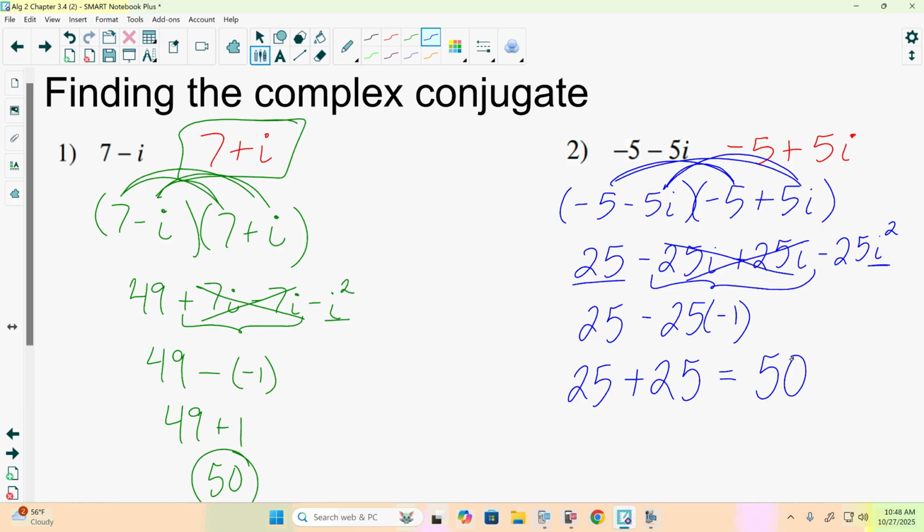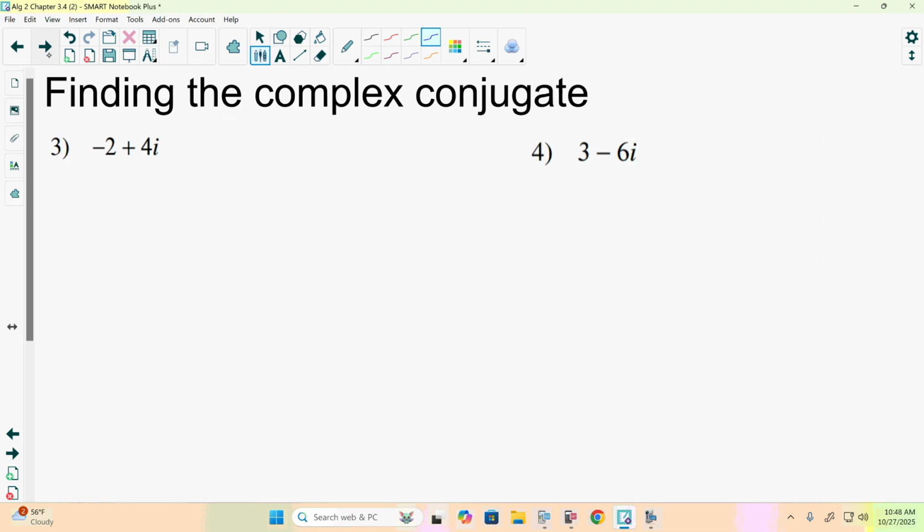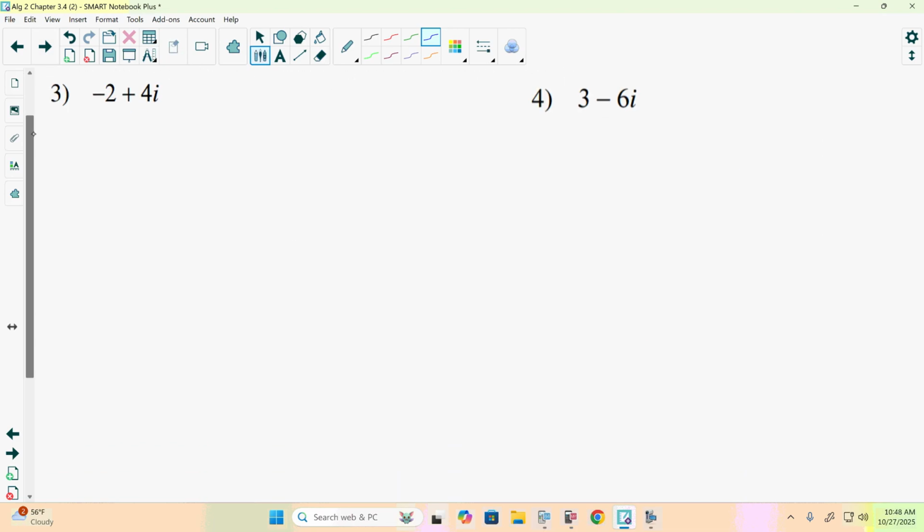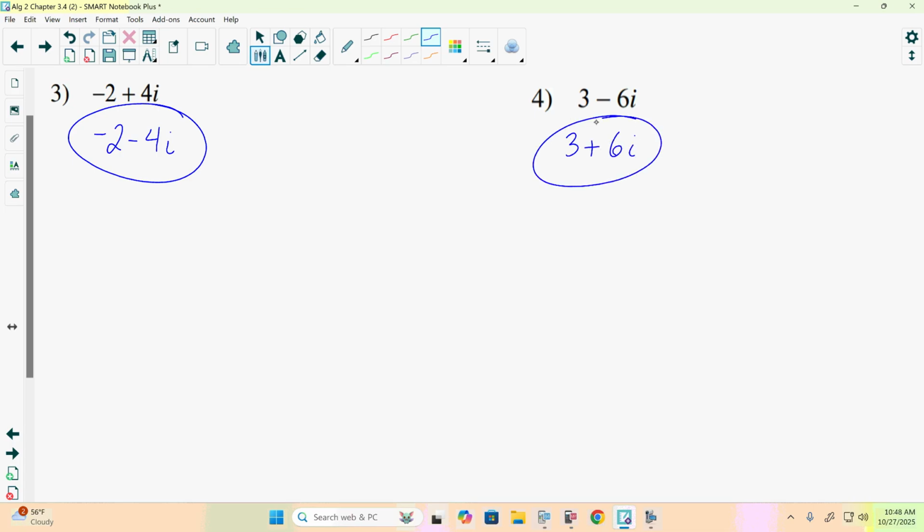Now, it's not always going to work out to be 50. It just worked out that these first two did. But again, when we multiply a complex number and its conjugate together, we're just going to get a number. Negative 2 plus 4i's complex conjugate is what? Negative 2 minus 4i. How about 3 minus 6i? 3 plus 6i. Questions on these here so far?